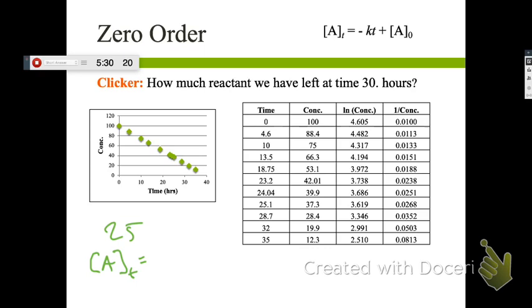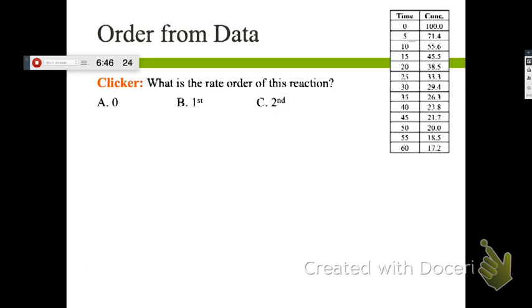Just make sure it's the right trend for the order that we're using. So we know that because the slope is constant, it's a tenth of this change per hour, so we can multiply that by 25 hours. 30 hours. That's what I meant. Glad you guys know what I mean and not what I say.